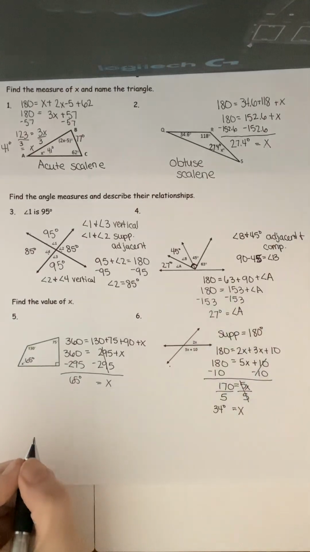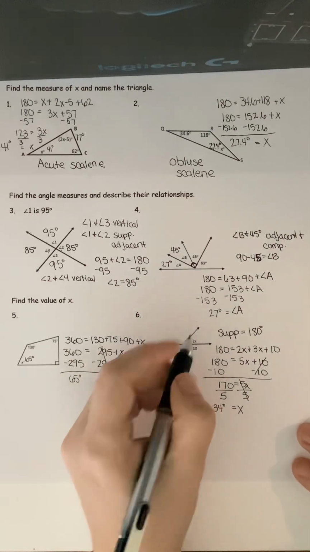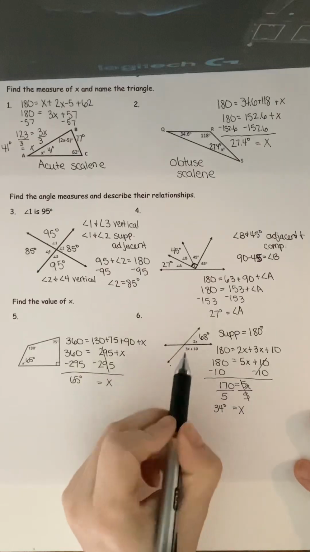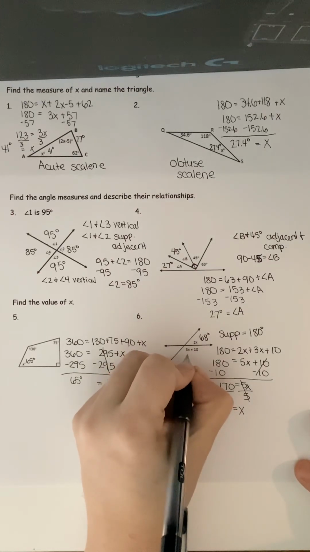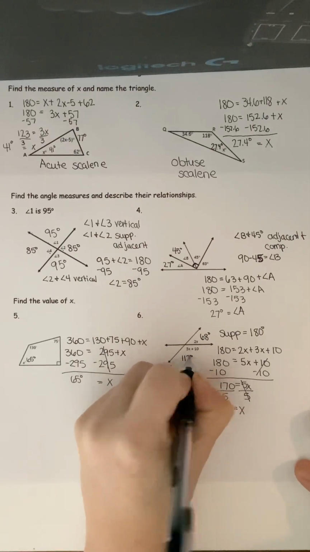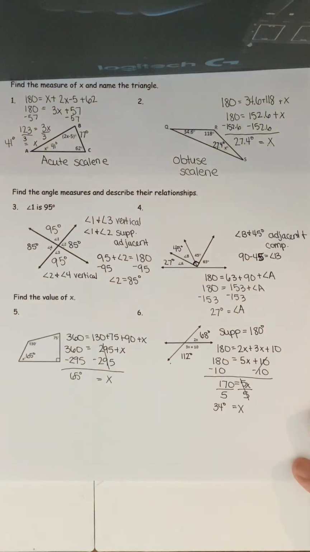All right, so if x equals 34 degrees, we fill it in. 34 times 2, that's going to give us 68 degrees. We put 34 in for this one. 3 times 34 plus 10 is going to be 112. All right, and then you check to make sure they both equal 180, and then you'll know if you're correct.